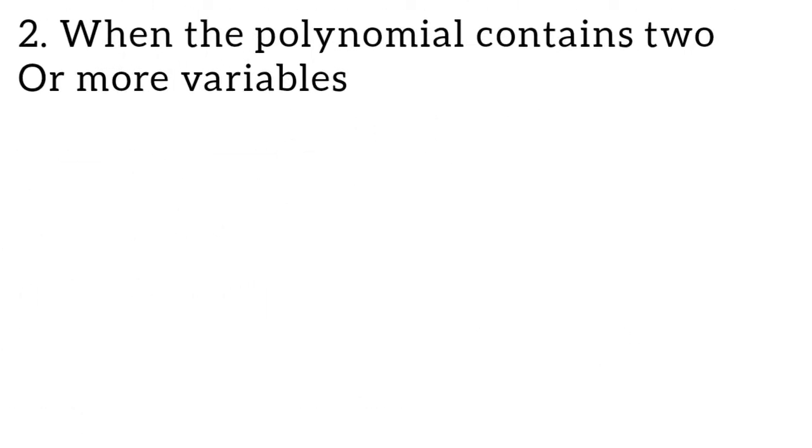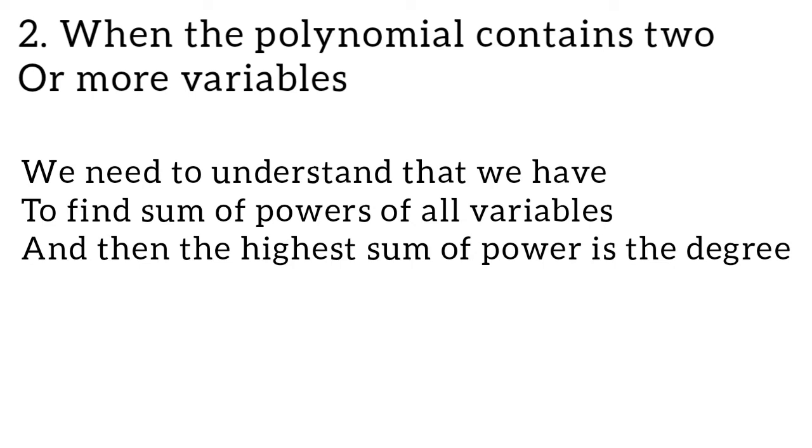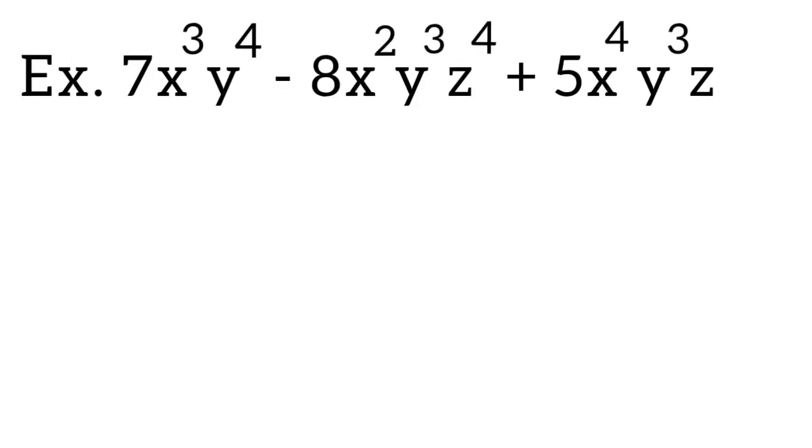It's very simple. Now in the second concept, when the polynomial contains two or more variables, what we need to do is find the sum of powers of all variables. And then the highest sum of powers is the degree. Let's take an example. 7x cube y raised to 4 minus 8x square y raised to 3 z raised to 4 plus 5x raised to 4 y cube z.